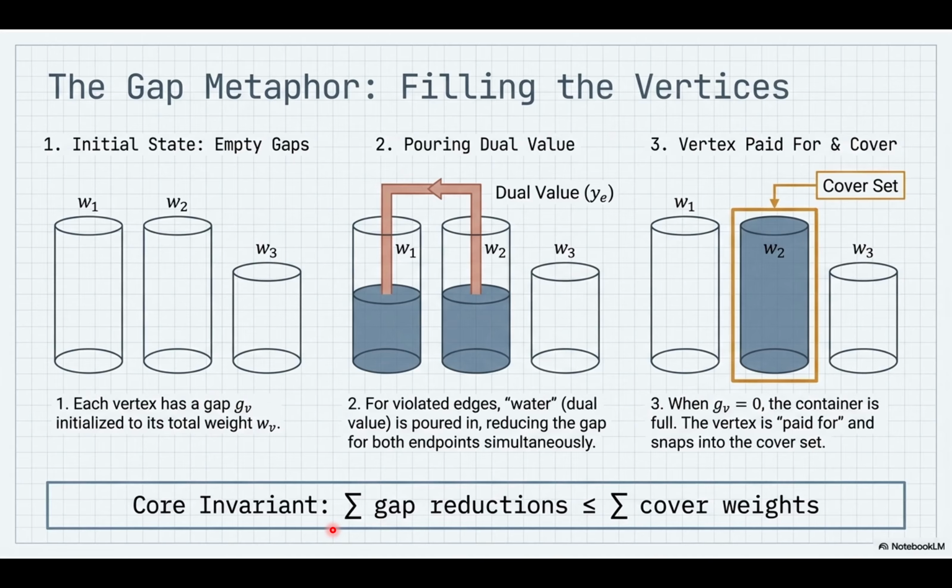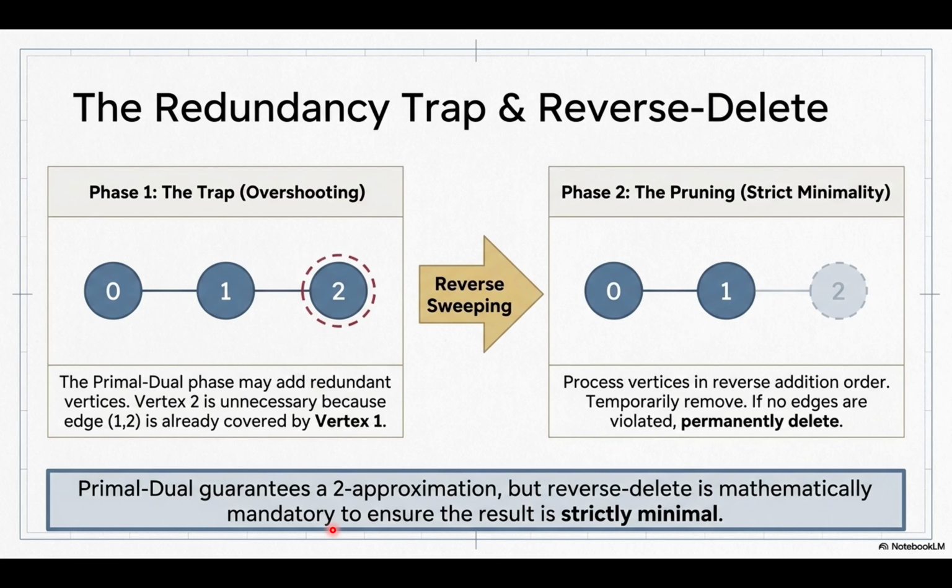Well, what if we max out a container, add that vertex to our cover, but then later down the line, we max out other adjacent containers that technically cover all the same edges anyway. Wouldn't we end up with a bunch of expensive, redundant vertices? Ah, you have hit on the exact trap of the primal dual approach, the redundancy trap. I knew there had to be a catch.